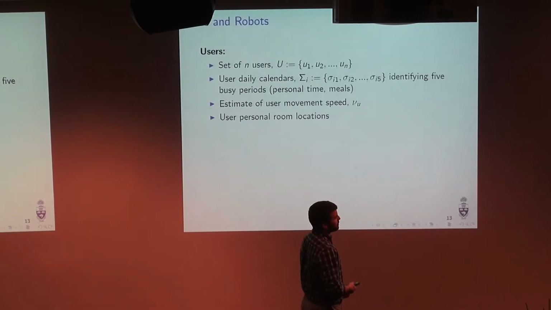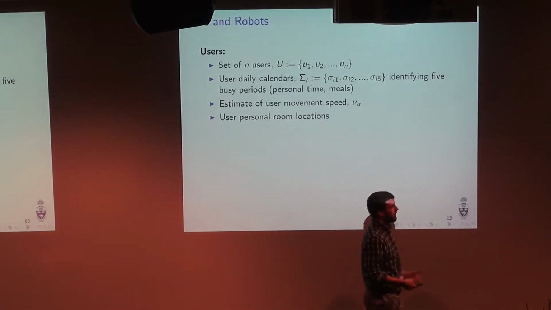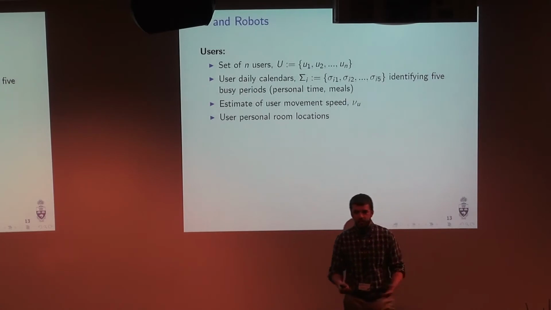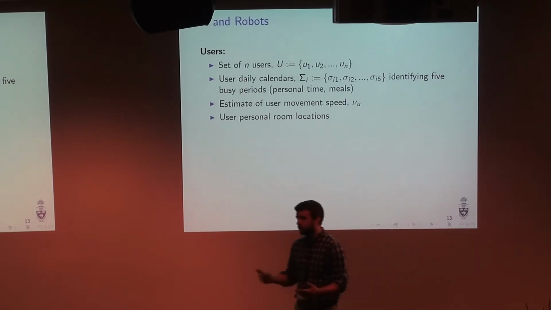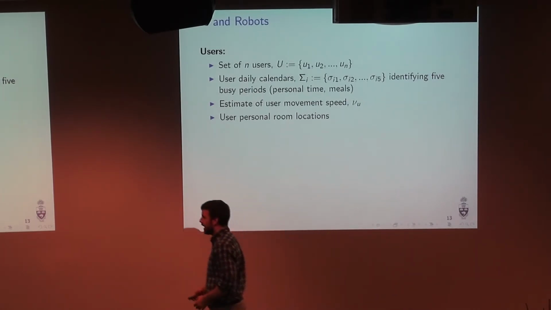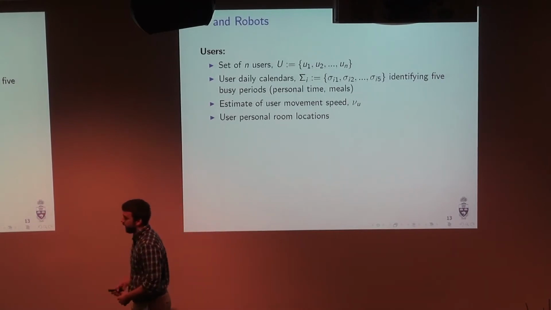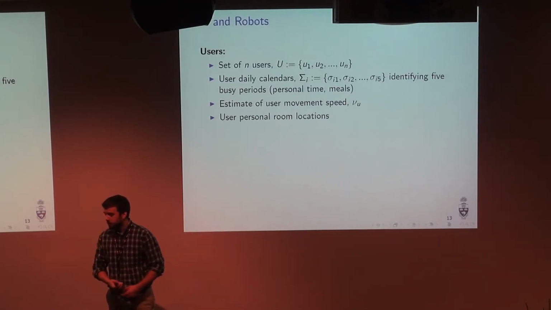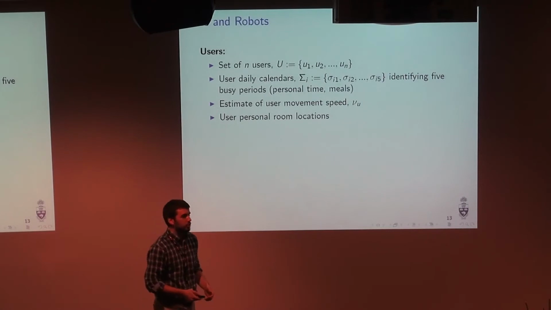All right, so we have our users. We have a set of end users. Each of them has a daily calendar and identifies the periods that they don't want to be bothered during. So this is like lunch, dinner, personal time, etc. And we have an estimate of how quickly they move through the environment, as well as their personal room location.